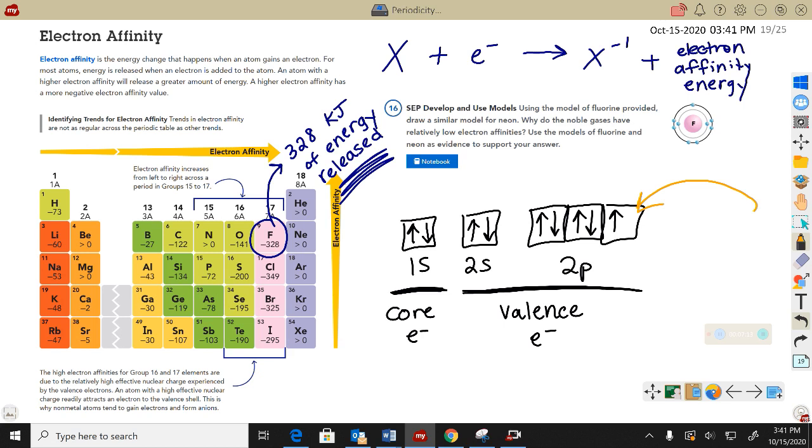And if you think about it, every time you go across the period, the attraction is supposed to increase. We're adding another proton to the nucleus. And even though we're adding electrons going across, they're all going in the same energy level. They're just filling the second level or filling the third level. But that nucleus becomes more and more positive. And so the attraction increases. I'm going to make a little note of that. As I go across, the attraction keeps increasing.